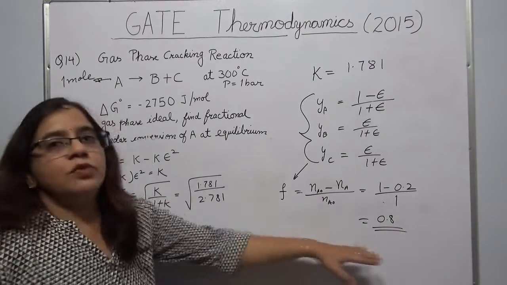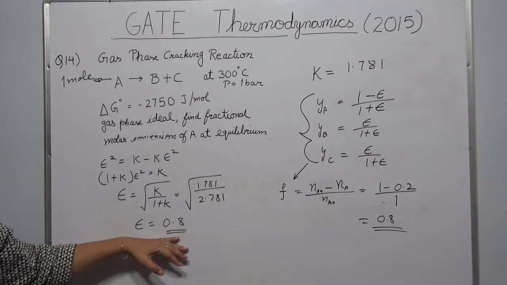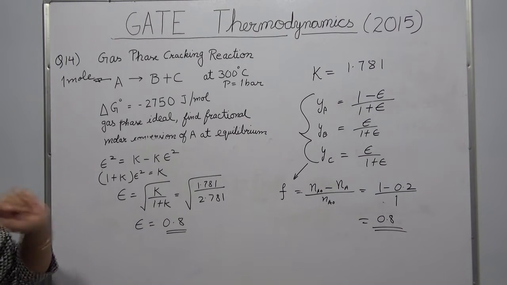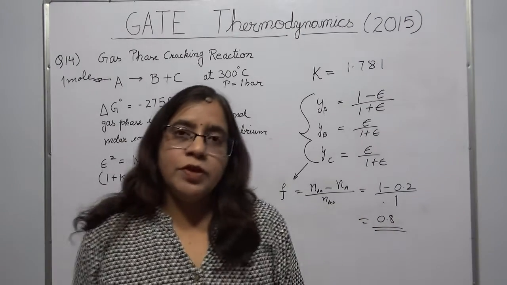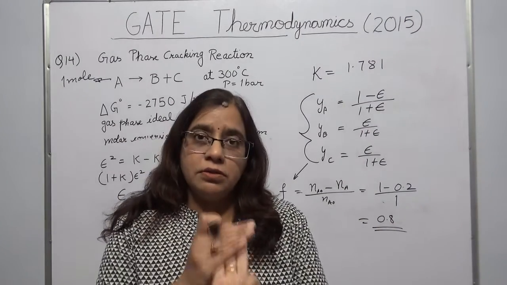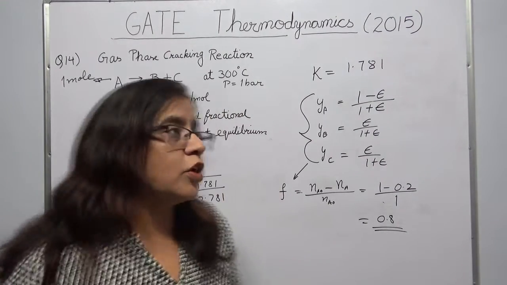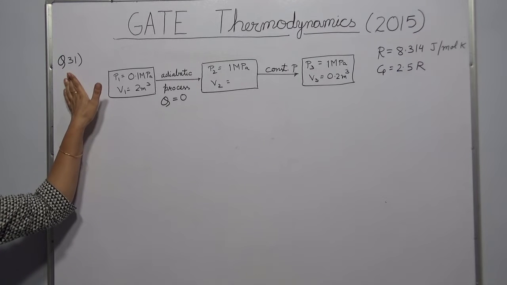So your fractional conversion is 0.8, which if you solve these problems, you can directly write from here as well, because you are starting with only 1 mole of reactant. Okay. So this was a very straightforward problem. I have told you to tackle this problem in 3 steps so as to quickly solve this problem. So the next problem which I am going to take is question number 31.